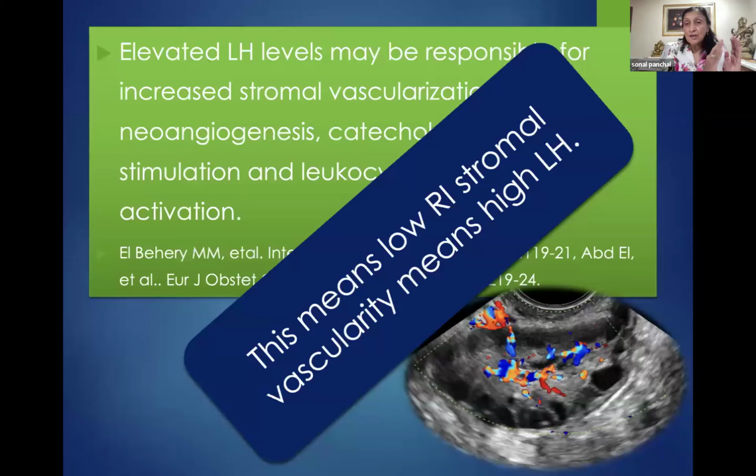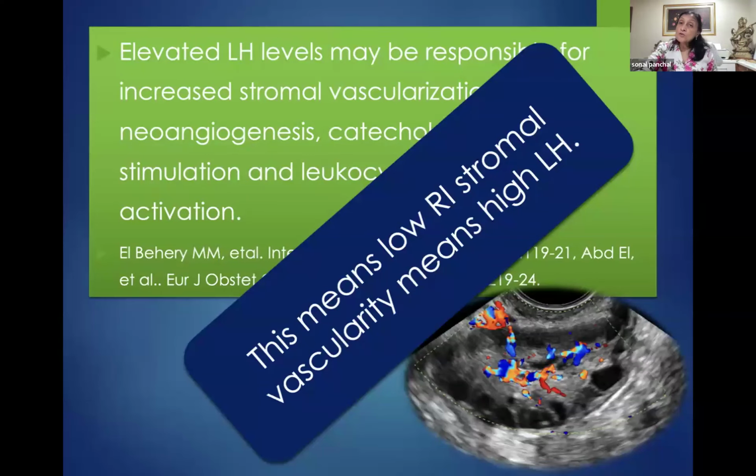If I'm talking of LH, increased stromal vascularity is the first sign of high LH, and when the LH starts rising and remains high for a longer period of time, that is when you would also get stromal abundance in the form of either increased echogenicity, increased stromal volume, or increased stromal area. And that means these are the two signs of increased LH or high LH on the baseline scan.